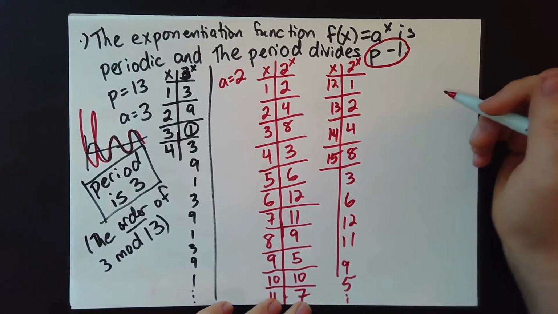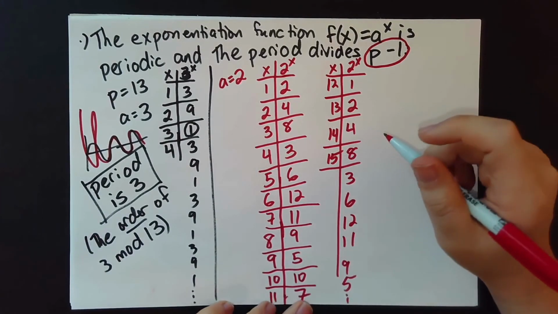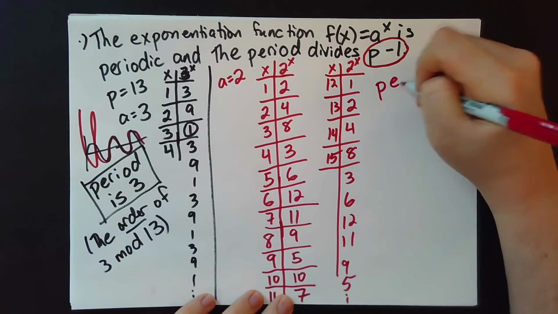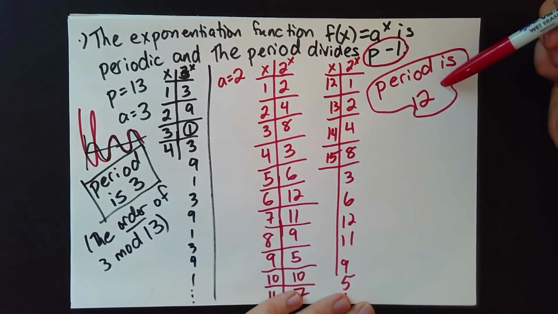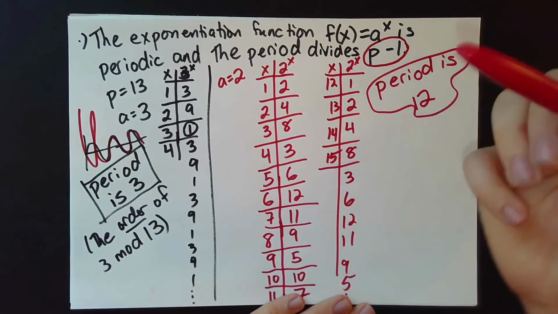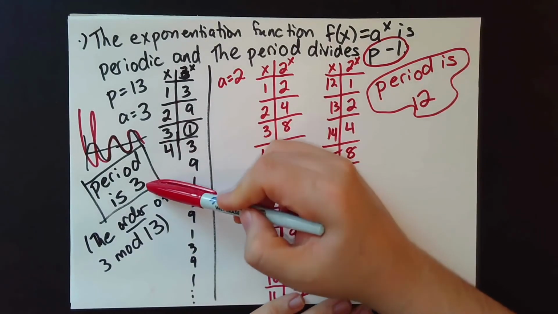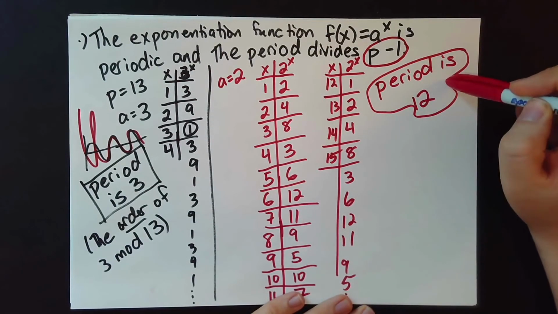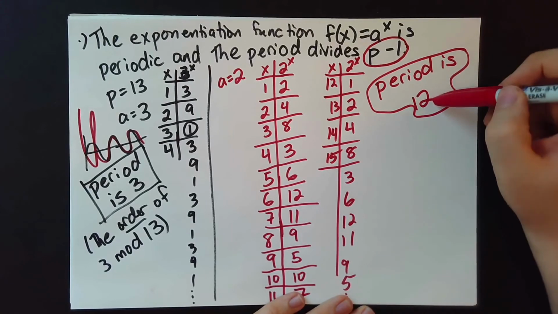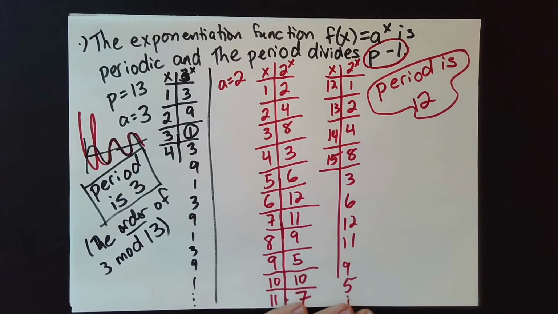Here, the period also divides 12, but in fact, in this case, the period actually is 12. And so what you can see here is actually different A's have different periods. So you can see 3 had this period that was pretty small, but then 2 had this period that was as large as it could possibly be, because 12 is the largest divisor of 13 minus 1.